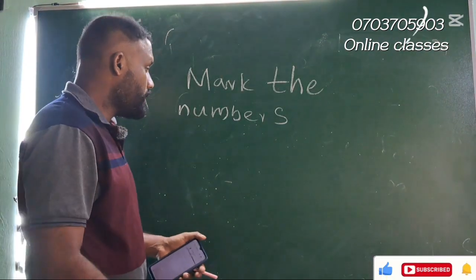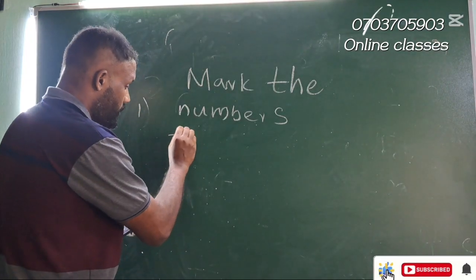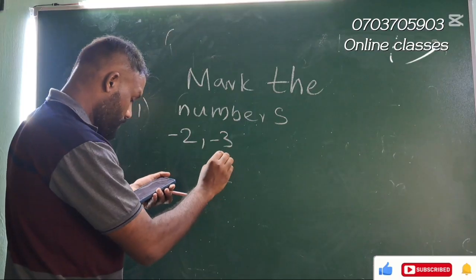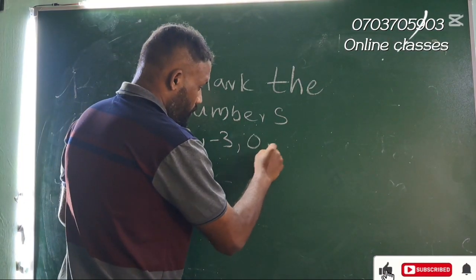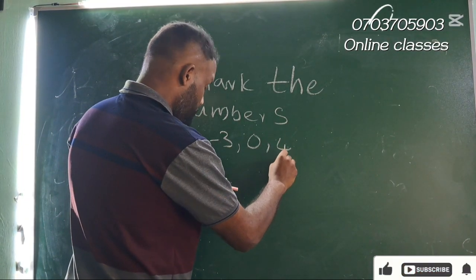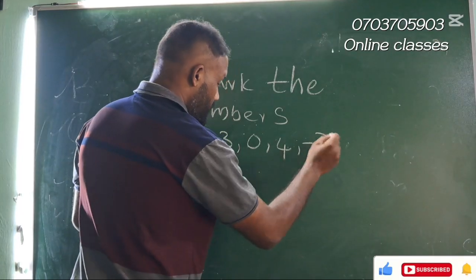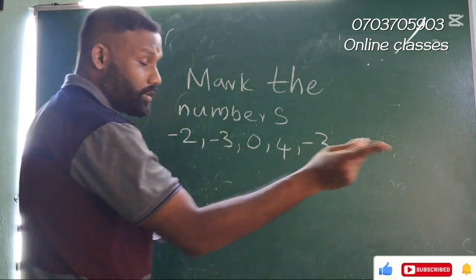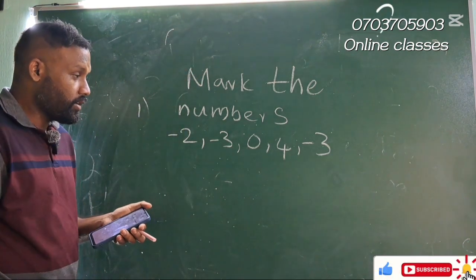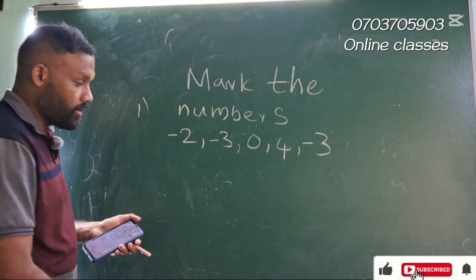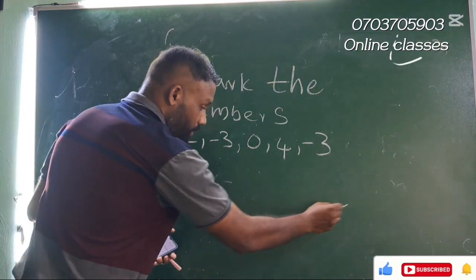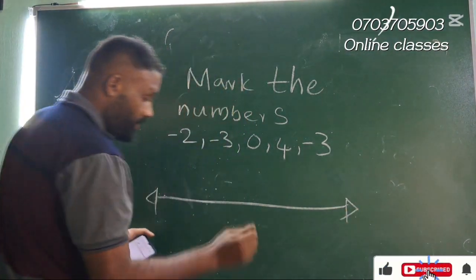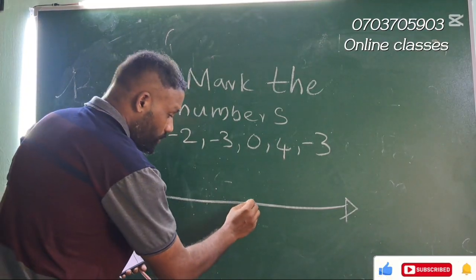Second question: mark the numbers on a number line. -2, -3, 0, 4, +4 and -3. These are the numbers you have to represent on the number line. Let me see how we can do this. First you have to draw the number line. This is the number line. And then you can mark the 0.